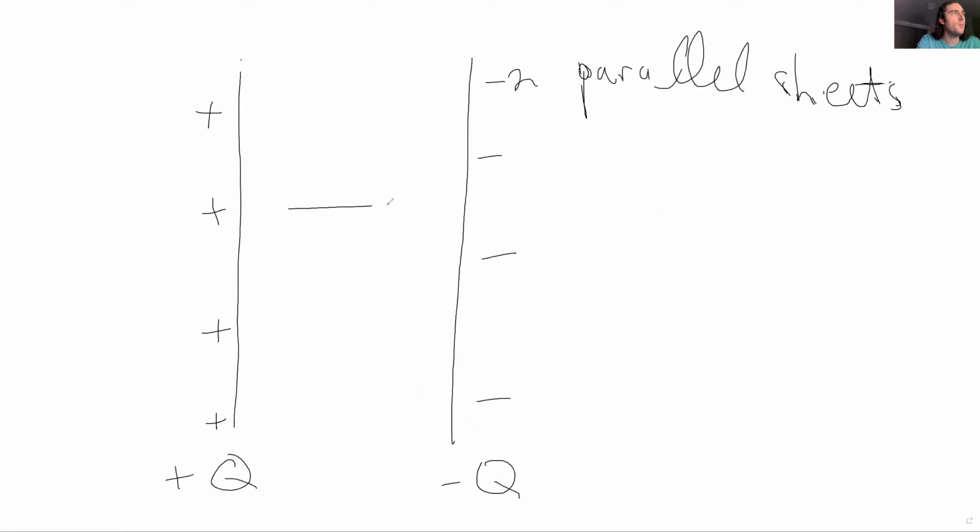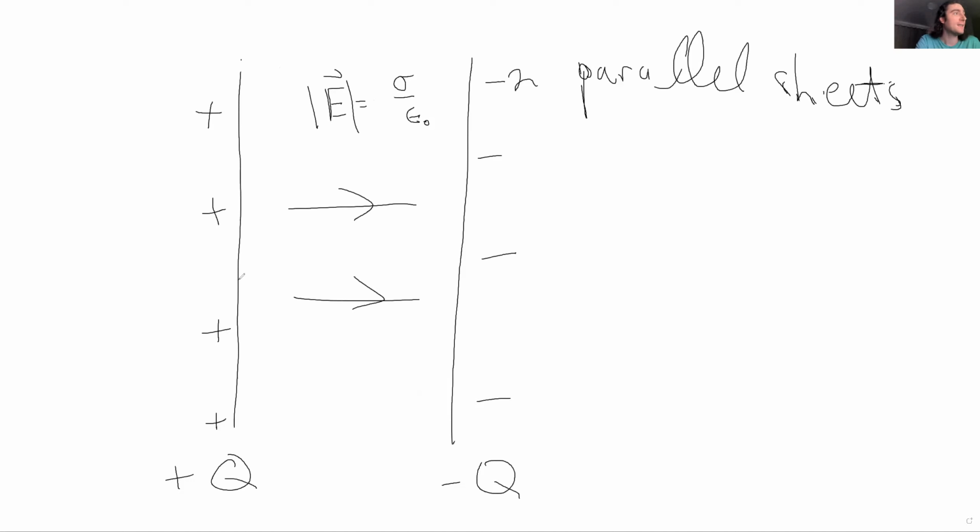The electric field in here points from left to right, and it has a magnitude of sigma over epsilon naught. Why is it not sigma over 2 epsilon naught? Because we have 2 sheets. So it's twice as much electric field. Remember that idea of the principle of superposition? We add the electric fields as vectors. So the electric field in here is twice as big as it was before.